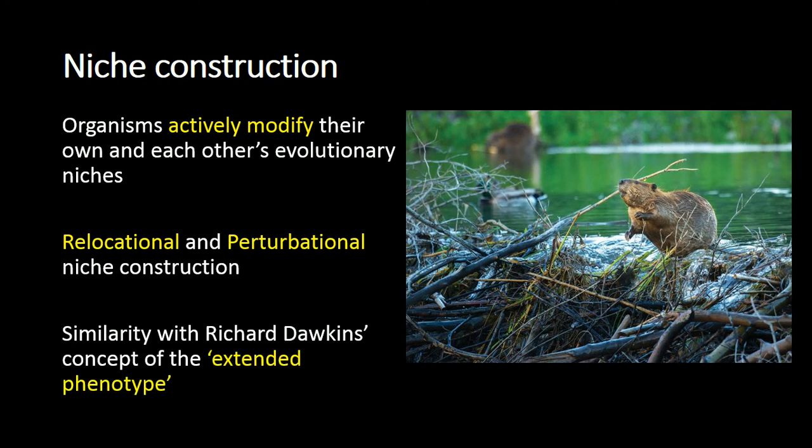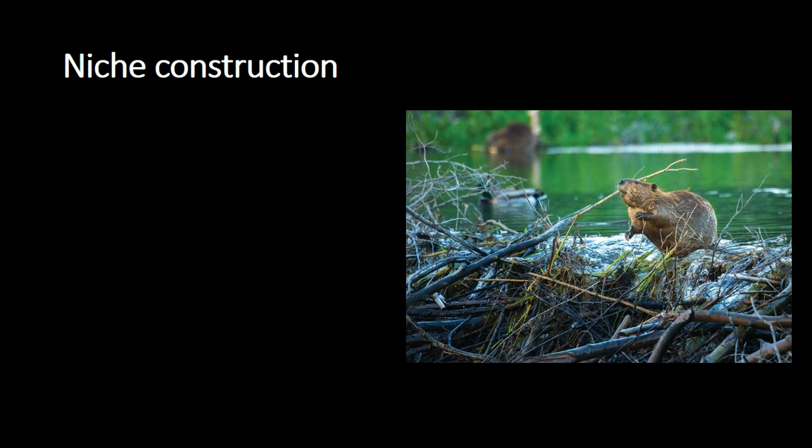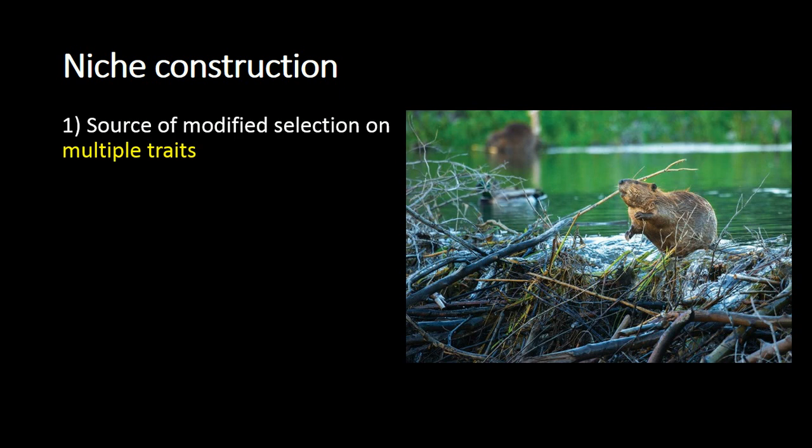There are some similarities with Richard Dawkins' concept of the extended phenotype, where Dawkins argues that the idea of the phenotype should extend beyond purely the biological processes that the genes result in, and should include things like behaviours such as nest building. But there are some differences between niche construction and the extended phenotype. For example, if you take the dam built by a beaver, the presence of the dam acts on multiple traits of the beaver, not just the genes that led to the construction of the dam in the first place.